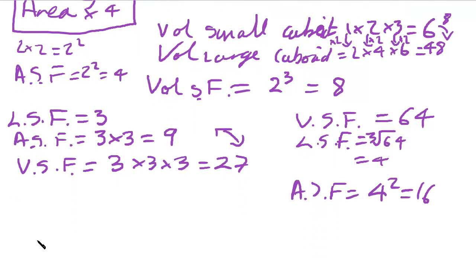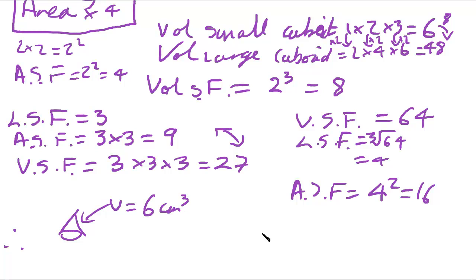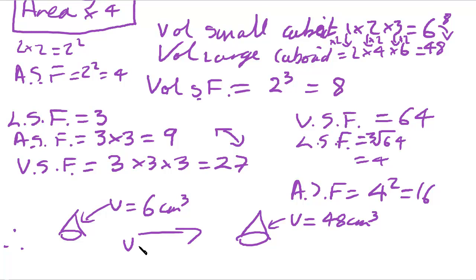Okay, so say we have an example. We've got a cone. We know that the volume equals, say, 6 centimeters cubed, and we have another cone where we know that the volume is equal to 48 centimeters cubed. So we can see the volume scale factor: 6 into 48 is equal to 8.